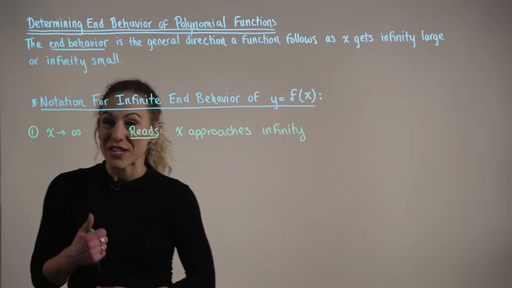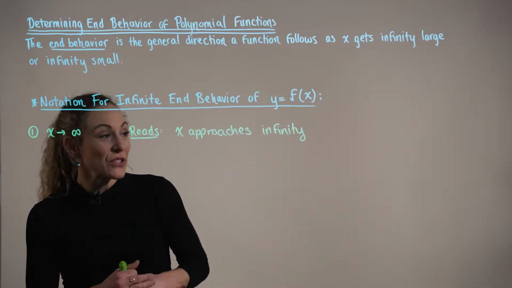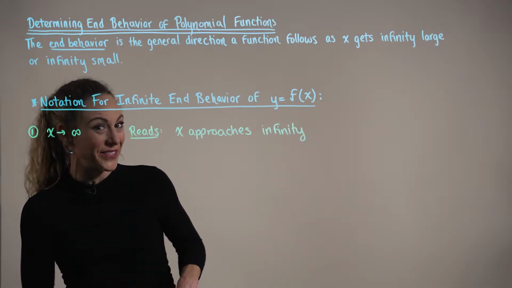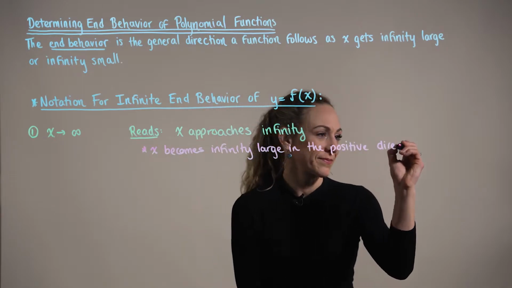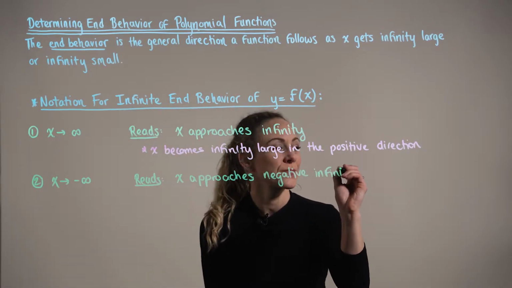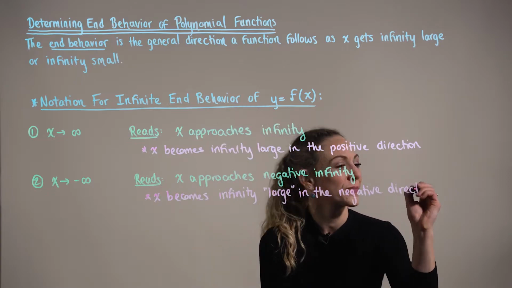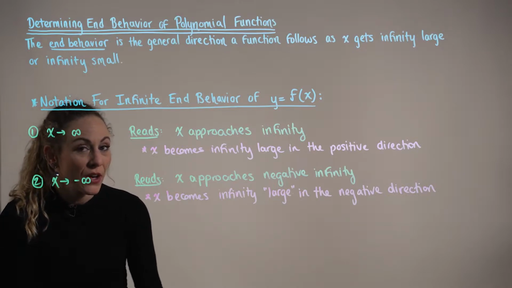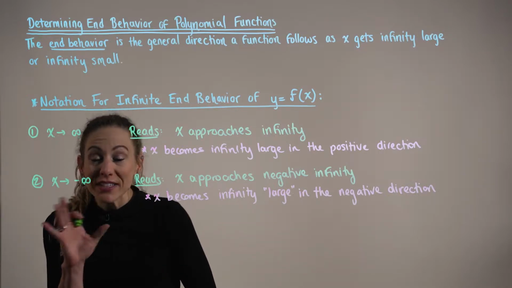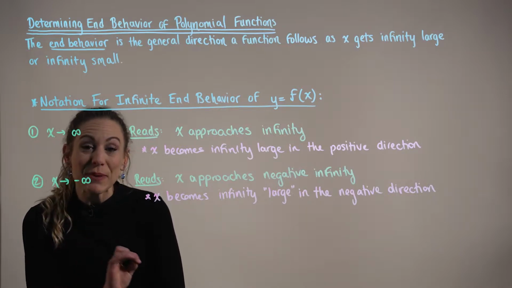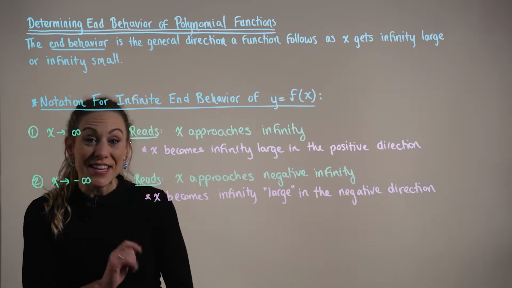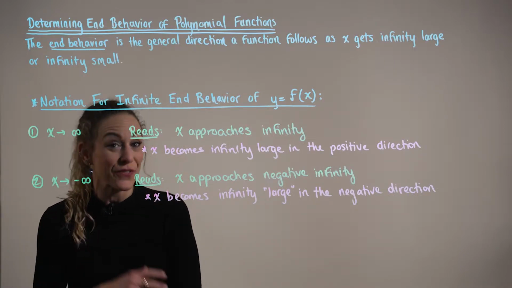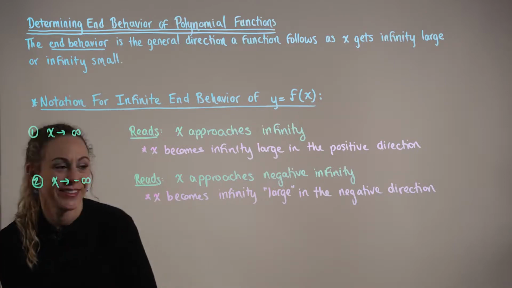So our first new notation is x approaches infinity. So in other words, we have that x is growing infinitely large in the positive direction. So our next new notation is x is approaching negative infinity. So what does this mean? Well, if x is approaching negative infinity, then x is becoming infinitely large in the negative direction. So these are our two new notations for x, but what about y?